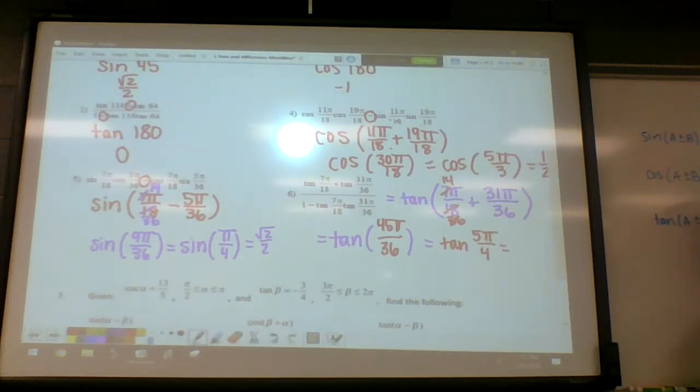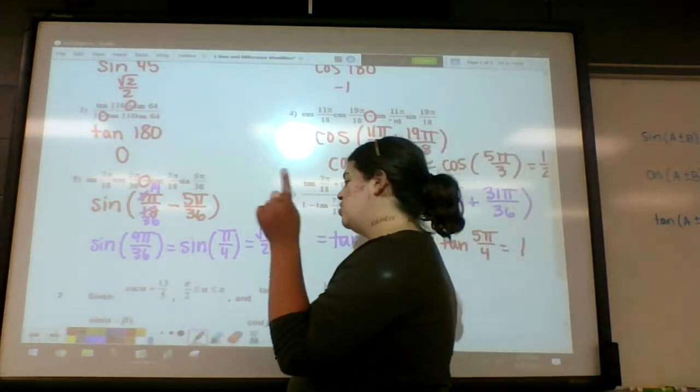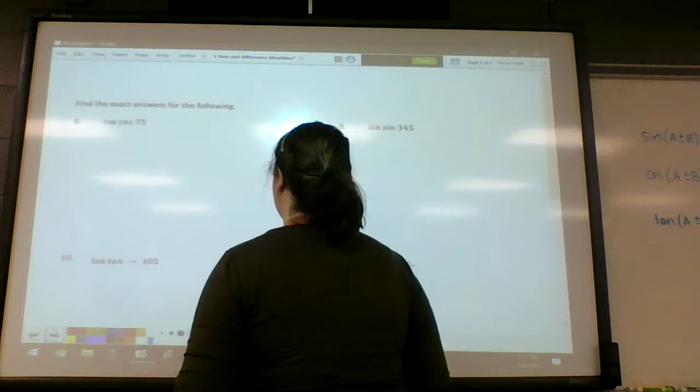And so what is the tangent of 5 pi over 4? 1. By the way, the tangent of anything over 4 is either 1 or negative 1, right? And 5 pi over 4 is in Q3, and in Q3, sine and cosine are both negative, so that makes the tangent positive. All right, we're going to come back to number 7, so we're going to jump to the next page, so remind me to come back at the end of class.